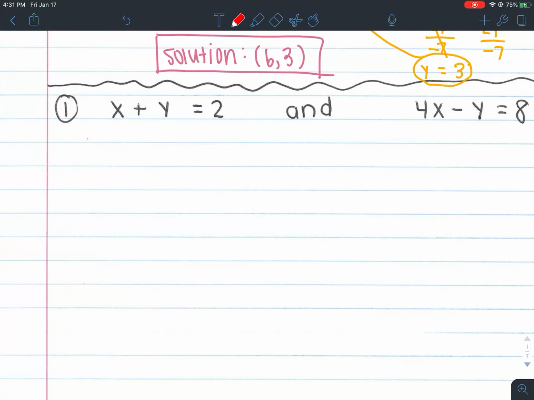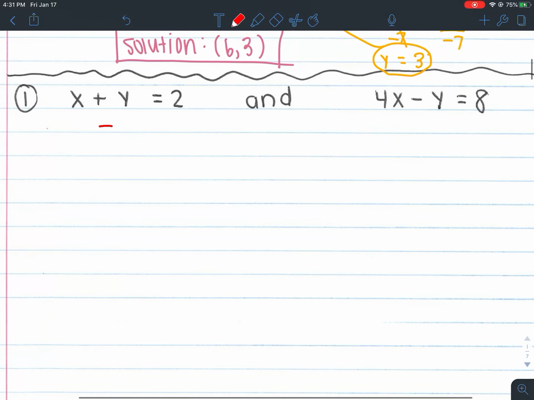Now, I could choose to get this y by itself, but that y is negative. We always want to choose something that has a positive 1 at the very beginning so that we can just literally move something and it's done. Well, in this first equation, I notice that x and y are already by themselves. So then I can choose. I can either choose to get x by itself or I can choose to get y by itself. I'm going to get x by itself. So I want to get x all alone, so what would I have to do? I would have to subtract y on both sides. So I have x equals 2 minus y.